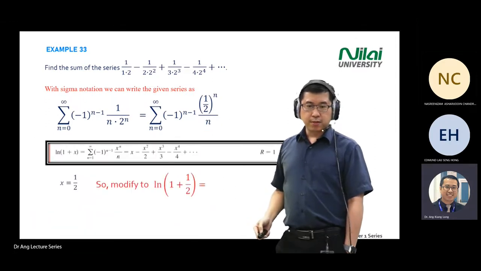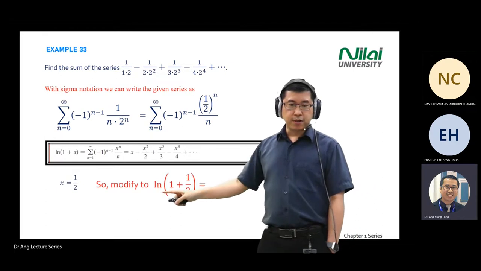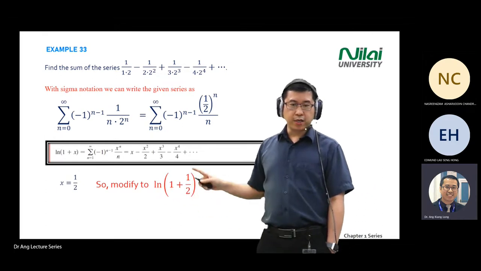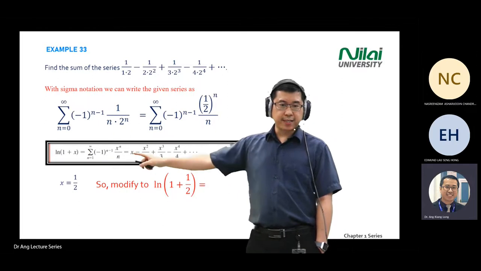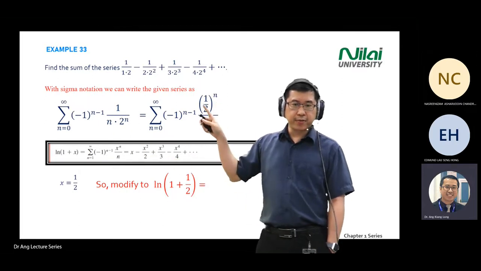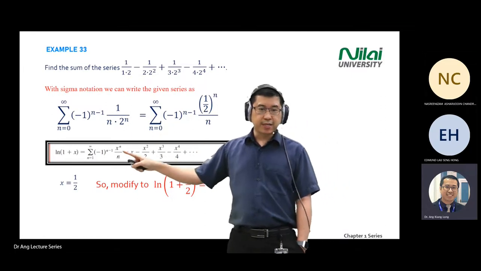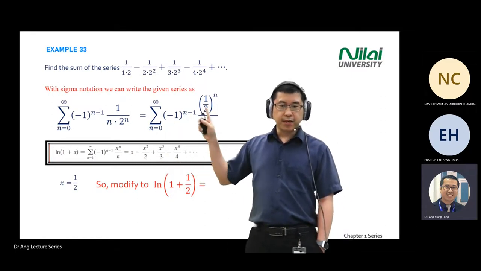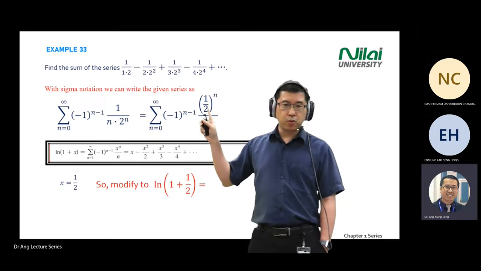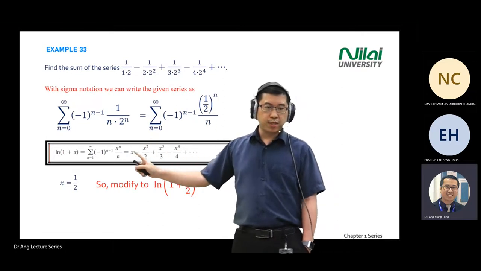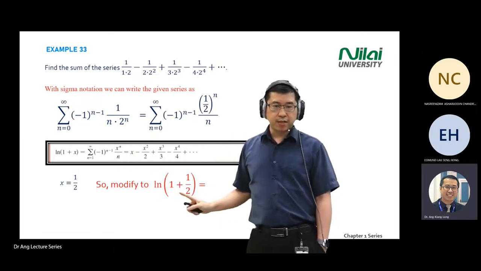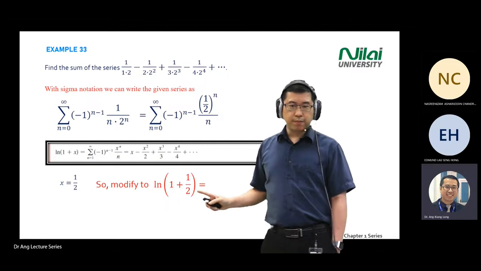So you just modify it. You write ln(1 plus 1/2) in the answer. In this table, it is x, 1 plus x, but after you rearrange, you get 1/2 here. Because here is x, but after you rearrange, you get 1/2. You just replace 1/2 in the x position: 1 plus 1/2.